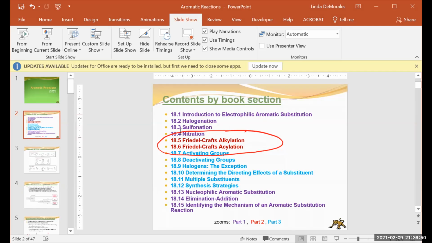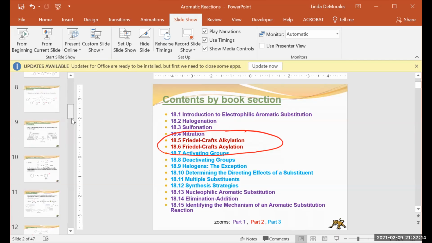I'm assuming you've already watched the part 1 video that talked about electrophilic aromatic substitution, because the Friedel-Crafts follows that same mechanism. It is a version of an electrophilic aromatic substitution reaction. Just so special and so important that I thought it should have its own Zoom video.